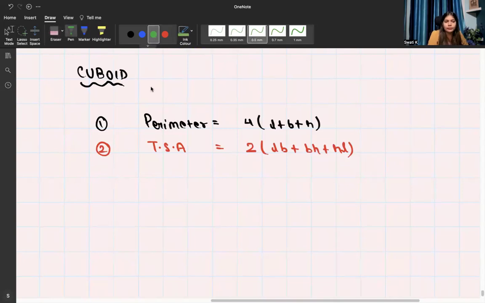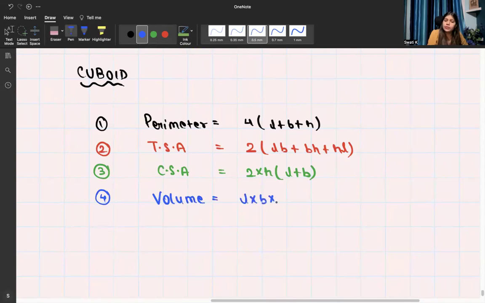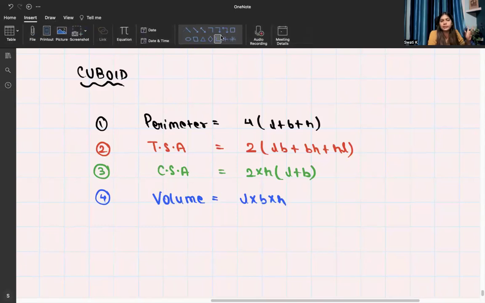Okay. Yeah. So lateral surface area, or we also call it curved surface area, LSA or CSA, whatever you want to use. The formula will be 2 times H, if you remember, and then L plus B inside the bracket. And now we have the last one, of course, and that is called the volume of a cuboid, and that is L into B into H. Trust me, if you know these formulas, the basic questions you can easily do, right? Because it is completely based on the formulas, right?